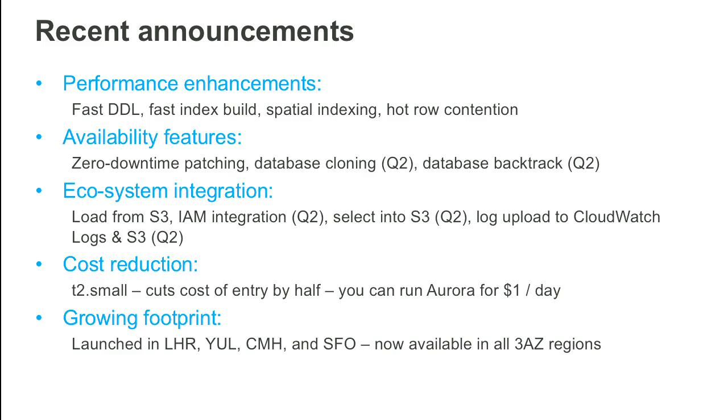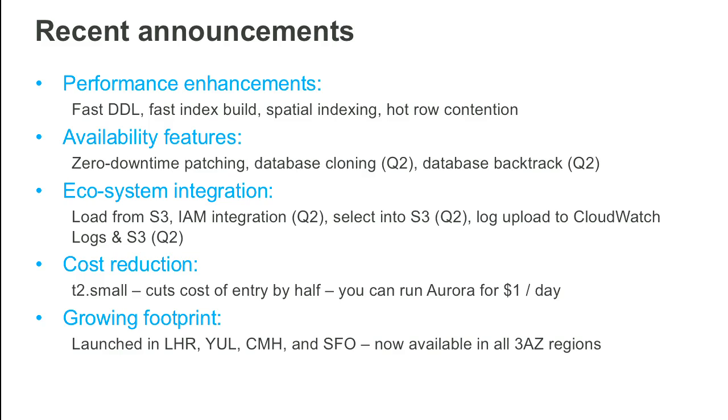I'm going to talk about a lot of our recent announcements in more detail for the rest of the talk, but they go along this gamut of performance and availability, ecosystem integration, reduction of cost. One of the big pieces of feedback we got from day one when we launched Aurora was people wanted it on smaller instance sizes, and we've now announced Aurora support on T2.small. You can run Aurora for $1 a day.